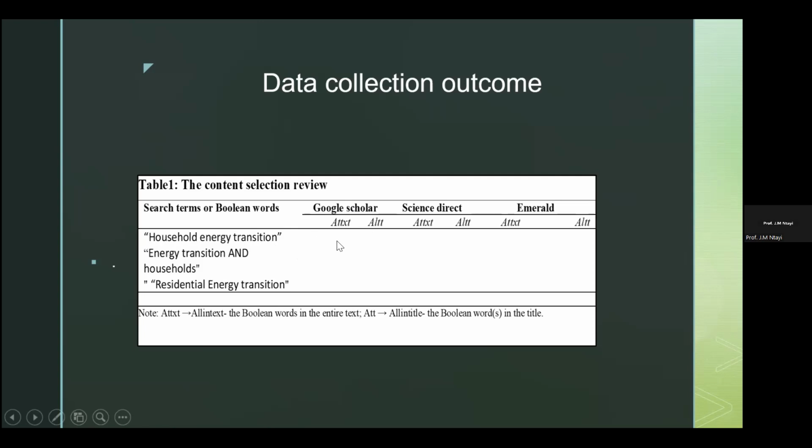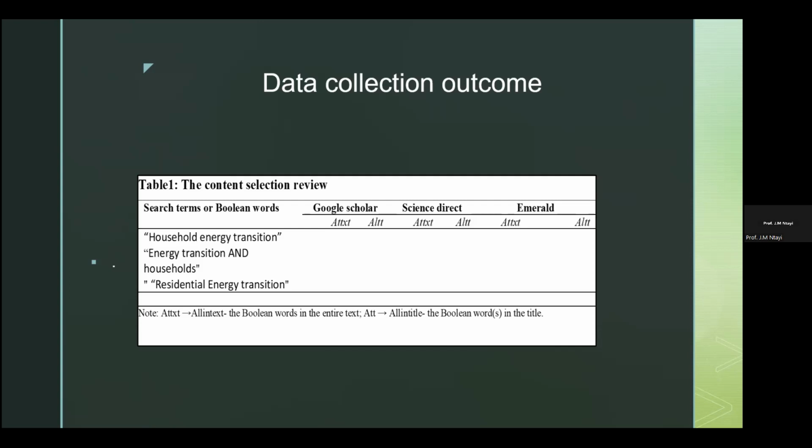When I say all in text, I'm telling the system to get for me any article that has the phrase household energy transition. It doesn't matter whether it's in the title, or in the references, or in the middle, or in the methodology. I am just telling the system, get for me any article which has household energy transition. Remember, the quotes are not there. But when I put the quotes, the story changes. Again, my colleague will be talking about that.